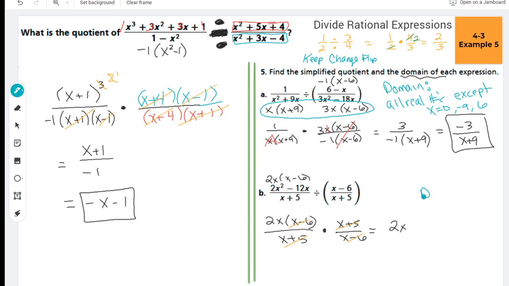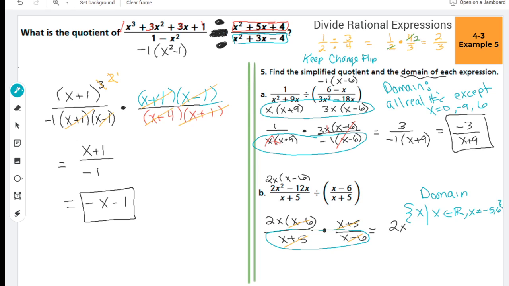So now for my domain, I'm going to do this one in set notation. It's all values of x, where x belongs to the real numbers, and x cannot equal. Alright, and again, I'm actually going to come and look at this after I keep change flip. So I misspoke. Up here, I have to do it for the values before I do my keep change flip. My bad, that's right here. And so my restrictions here would be negative 5 and 6.